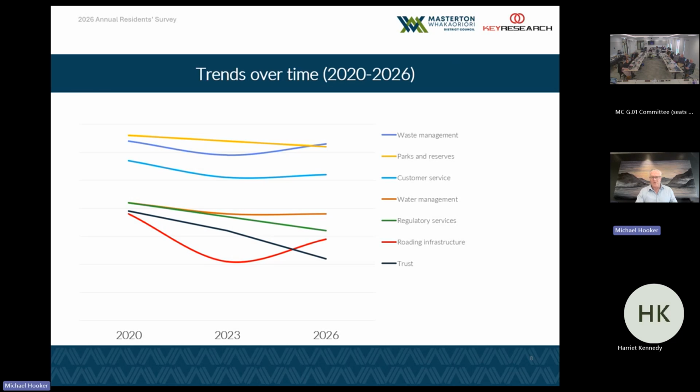The concern would be around the perceptions of trust, which have continued and accelerated the decline from 2023.